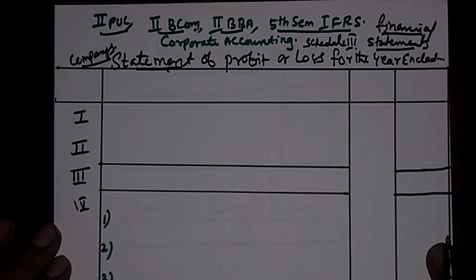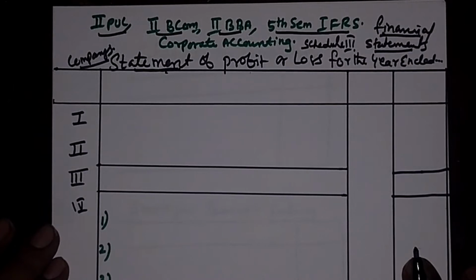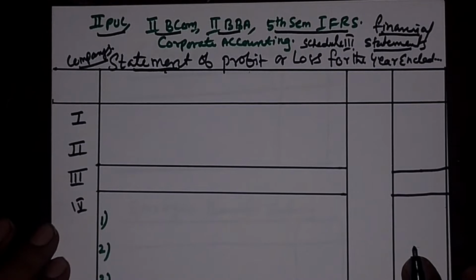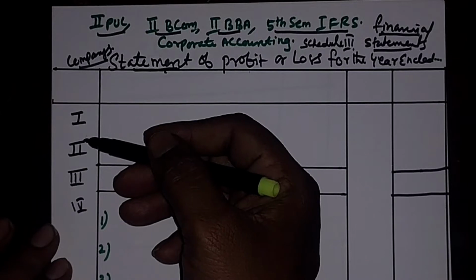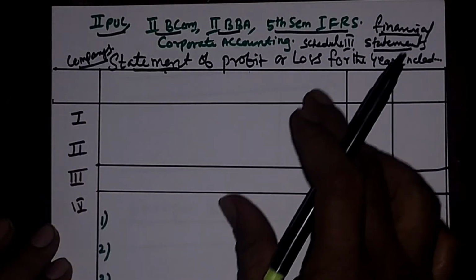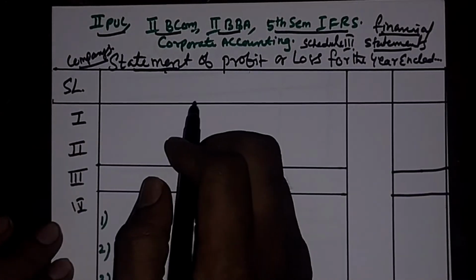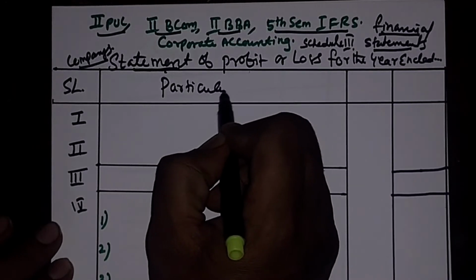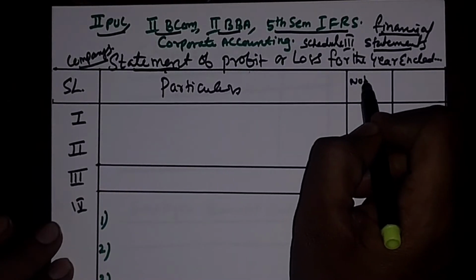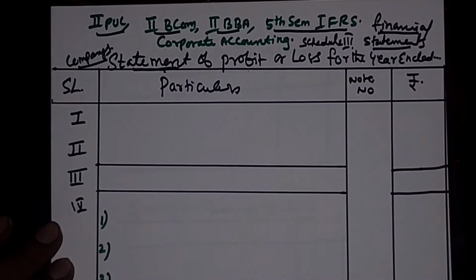out of the company final accounts, this is the vertical format. Once upon a time we were following the horizontal format. Now we are following the vertical format. Now already, to save time, I have made a little format in this, but we are going to follow certain procedures by writing on the spot. Particulars. This column is called note number and this column is called rupees.